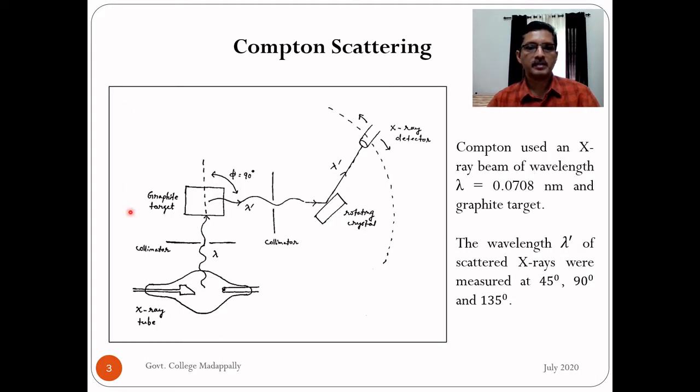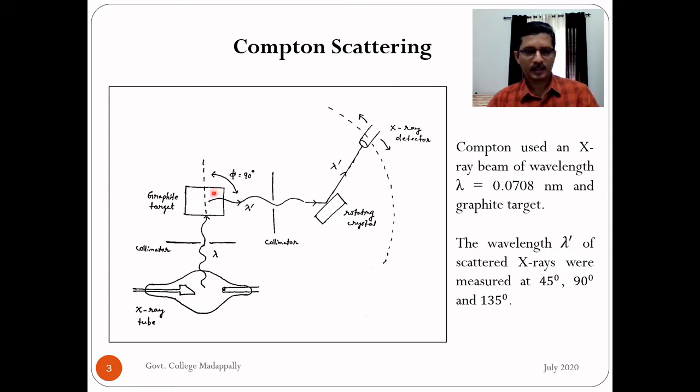Consider the experimental arrangement of Compton scattering. This is an X-ray tube. Monochromatic radiation from the X-ray tube is allowed to pass through a collimator so that we get a narrow beam. And then this is scattered from a graphite target. This X-ray will be scattered in different directions.